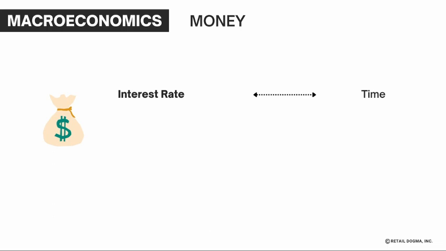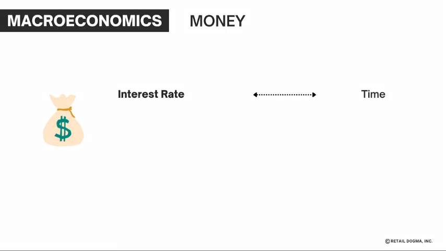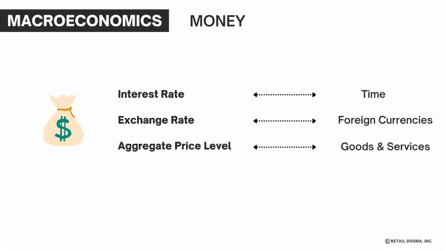For example, if you borrow money, you pay more when you pay it back at a later time. This is called the time value of money and is based on the fact that $1 today is worth more than $1 next year due to inflation. Exchange rate, and this is the price relative to foreign currencies, and aggregate price level, and this is the price of money relative to goods and services.